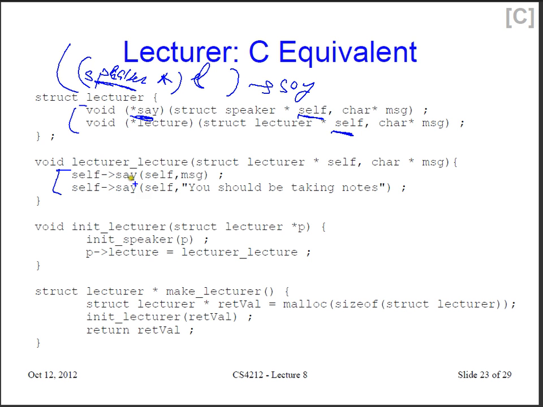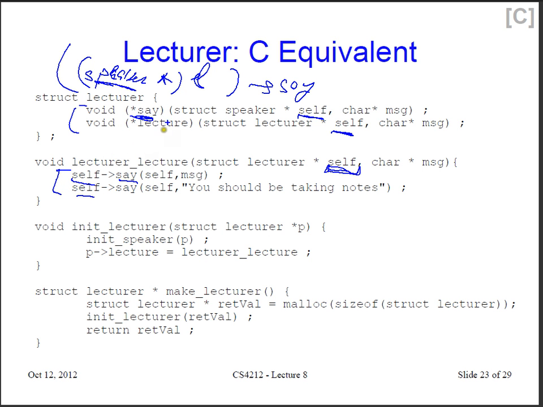This is the equivalent of the lecturer lecture, and you might be tempted to say here speaker arrow say or something, right? No, what you have to do is use the self. So the self is a structure to something like this. So from here we can select the say method. So without the self, we would not be able to take advantage of the same method.